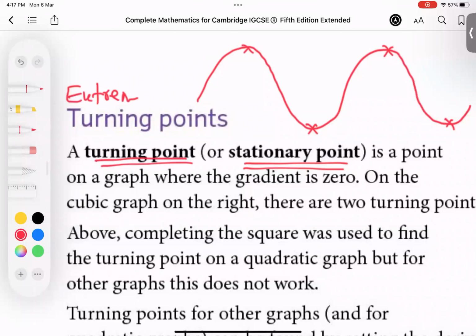Extreme points. So he can call any one name, okay? Any one name he can call: extreme point, turning point, stationary point. No problem at all. And I tell you one thing.